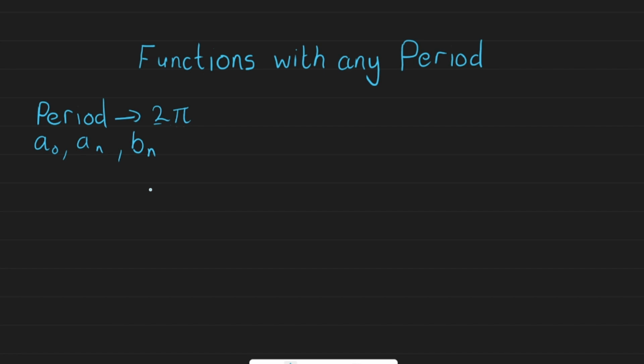However, in reality, we have functions that have many different kinds of period. It's not guaranteed that the period of the function that we're considering is going to be 2 pi. So we have to now modify our work, modify the Fourier series, and modify these coefficients such that they can be applicable for any kind of period.